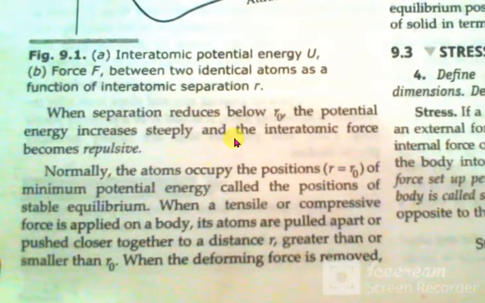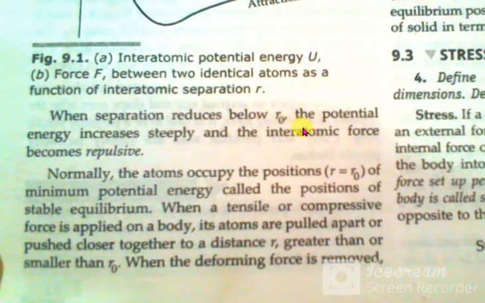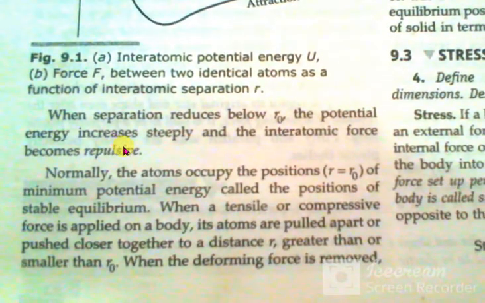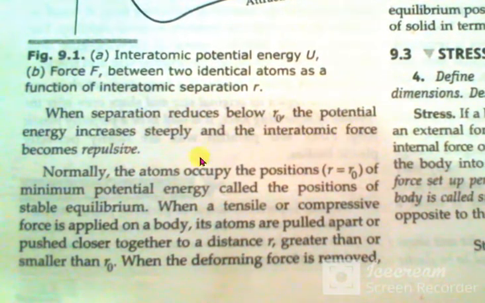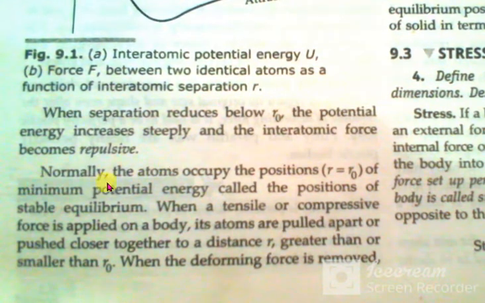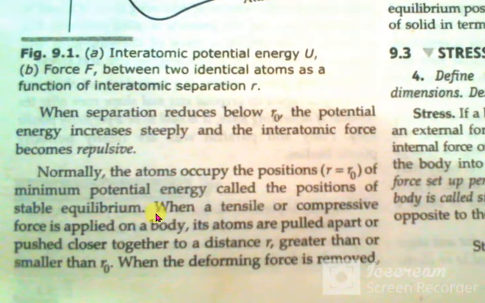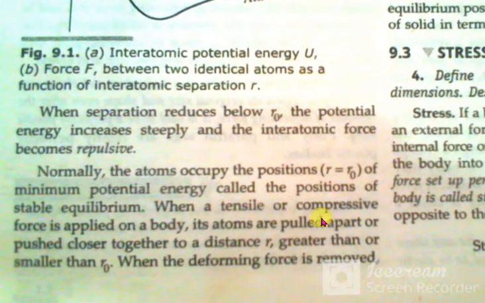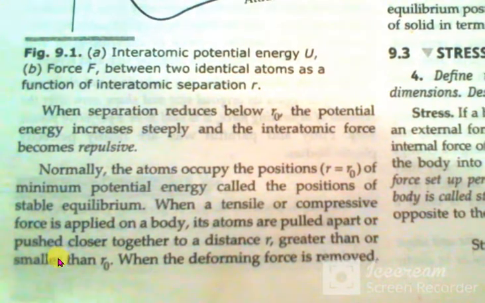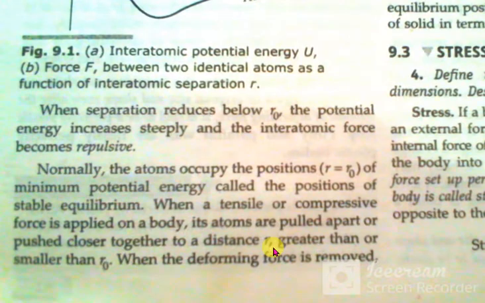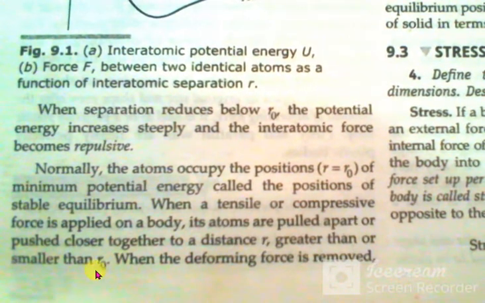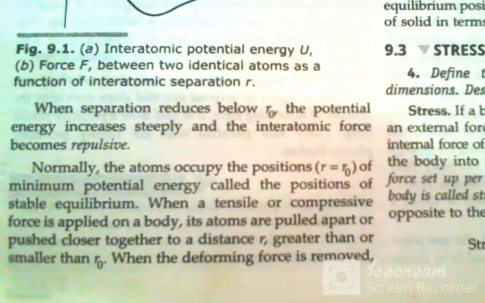When separation reduces below R0, the potential energy increases steeply and the interatomic forces become repulsive. Normally, the atoms occupy the positions of minimum potential energy, called the positions of stable equilibrium. When a tensile or compressive force is applied on a body, its atoms are pulled apart or pushed closer together to a distance r greater than or smaller than r0.